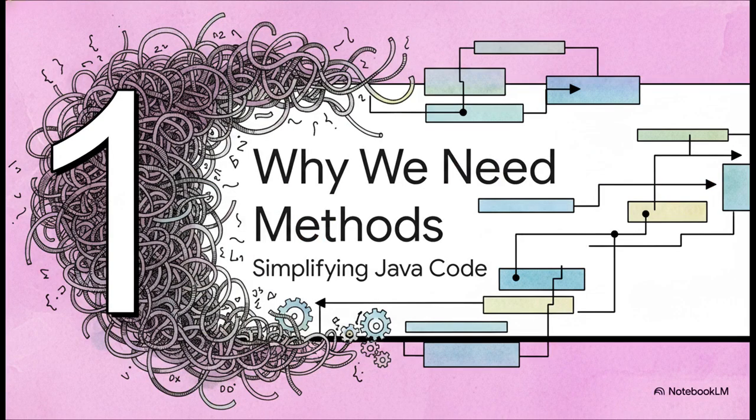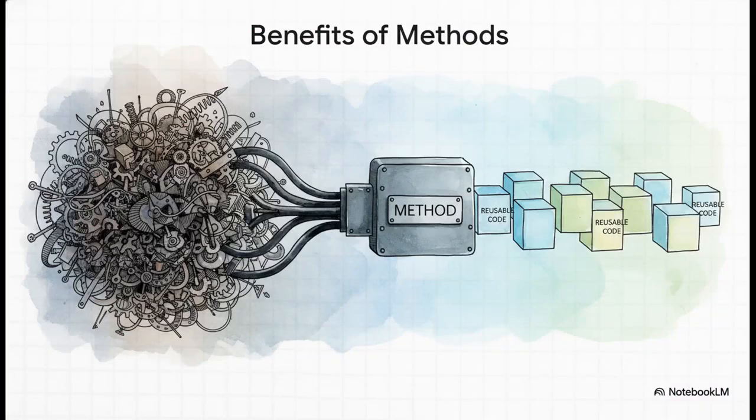Okay, let's jump right into section 1, why we actually need methods. Writing code line by line is fine for a quick, tiny script, but as your programs grow, that linear approach turns into a tangled spaghetti code nightmare. Methods save us by offering 4 absolutely massive benefits.